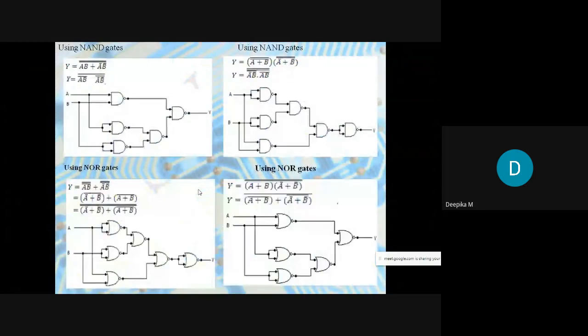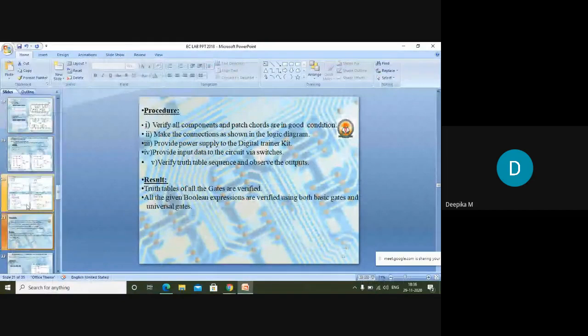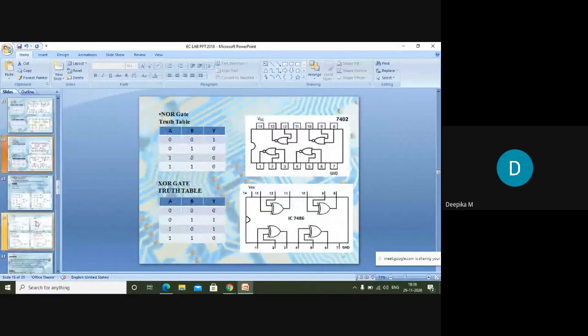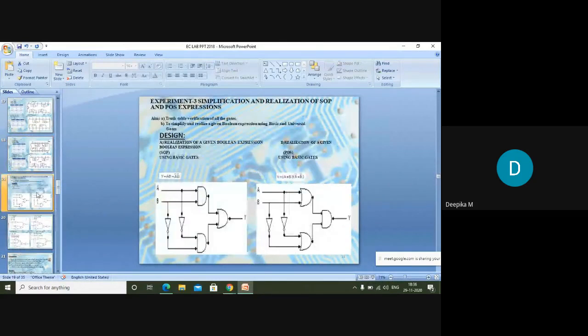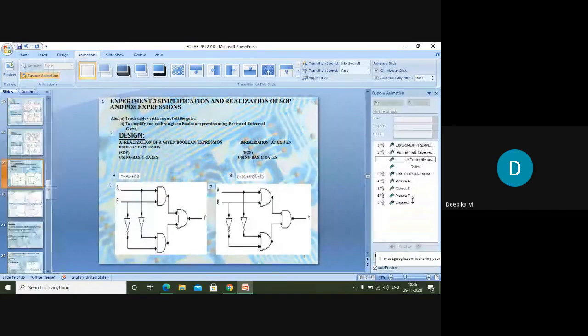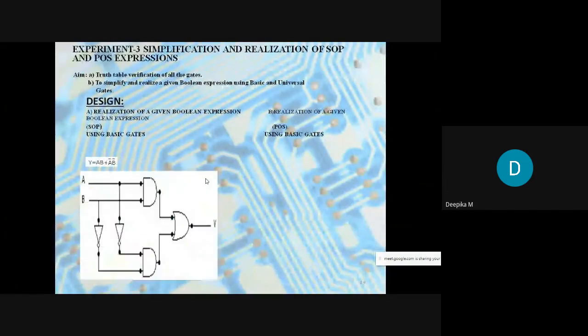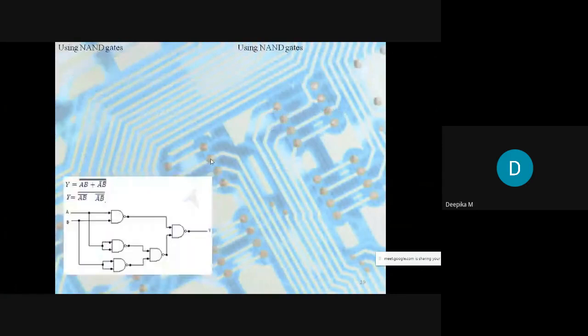Now, in experiment number 3, you can see here. Okay, so in experiment number 3, we will go like this.